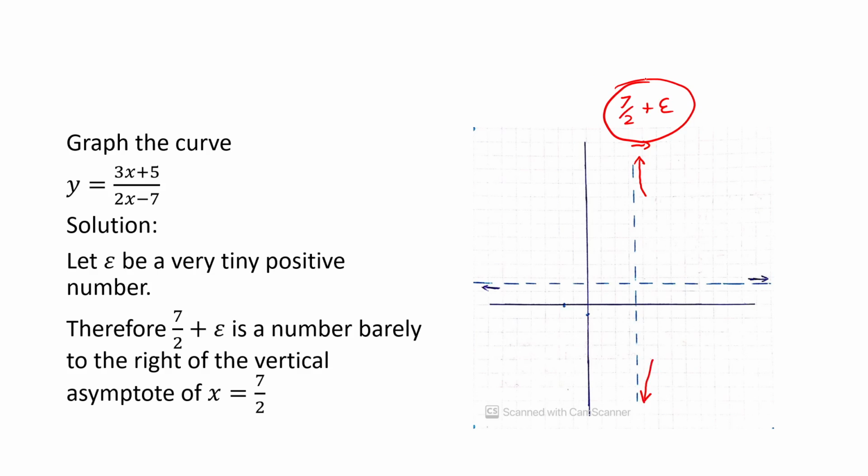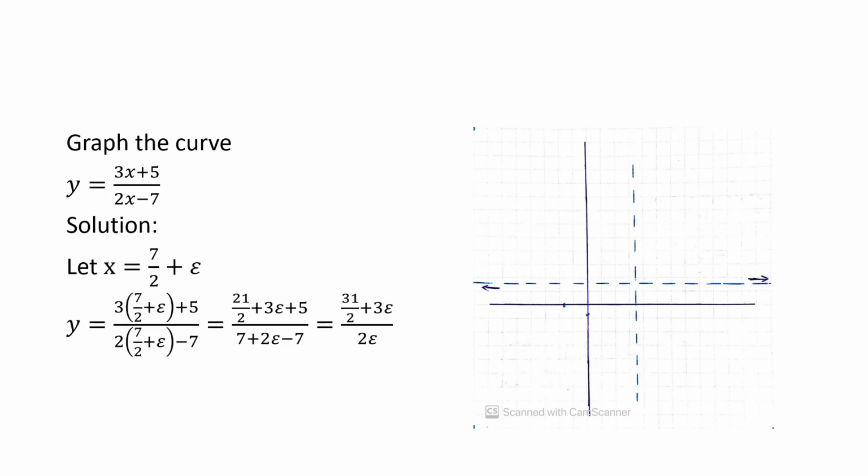Now we're doing 7/2 plus epsilon right now, which is the number on the right. In a moment, after we're done this, we'll do 7/2 minus epsilon, which will be just a little bit to the left. But we're not doing that yet. We're focusing our attention right now on 7/2 plus epsilon.